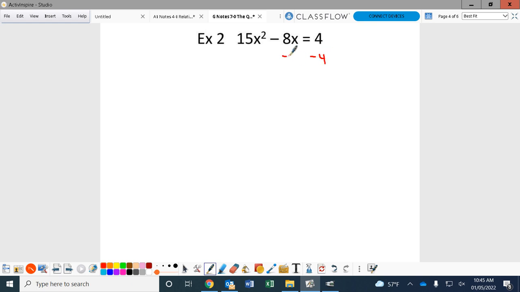When you move it to the other side, it doesn't matter what you line it up underneath, guys, because there's no like terms. You're just going to write them in order from the highest power down to the lowest power. So the 15x squared is going to go first, then minus the 8x, then minus the 4, and it's going to equal 0. Then it's just like the other problem. You've got the a in front. The a in this case is going to be 15. You've got the b in that second spot, so the b is going to be -8. And you've got the c in the third spot, which is going to be -4.